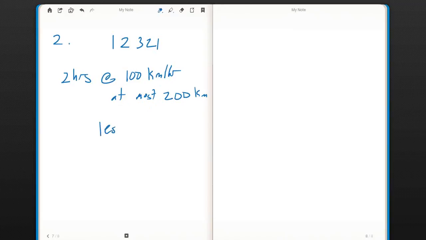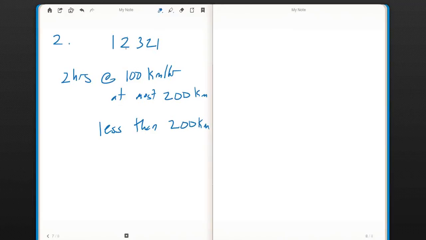So we know he went less than 200 because, again, the words are very particular. It's not possible that he's driving 100 kilometers an hour. He was driving at a speed below a speed limit of 100 kilometers per hour. Okay, so we know that he went less than 200 miles.